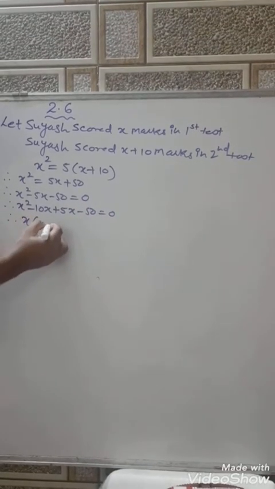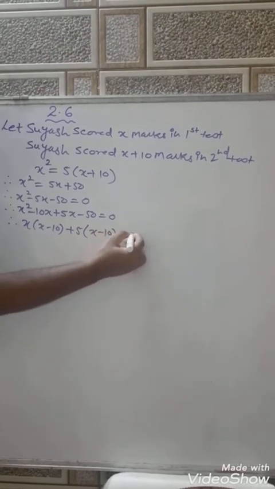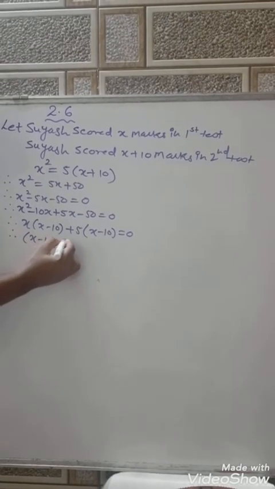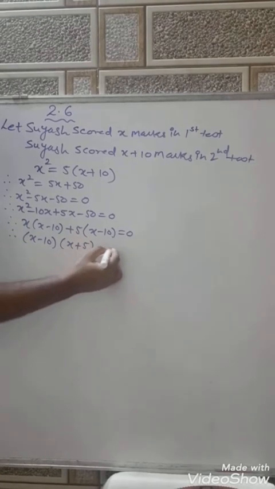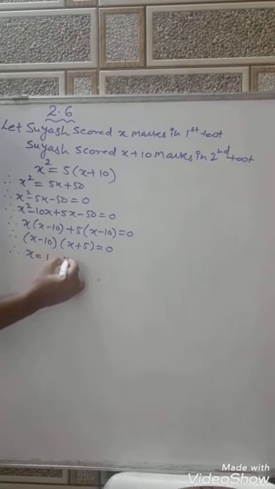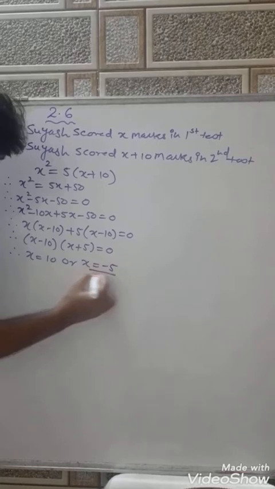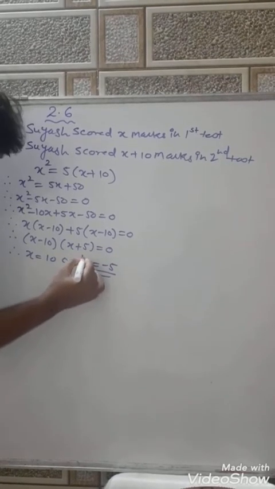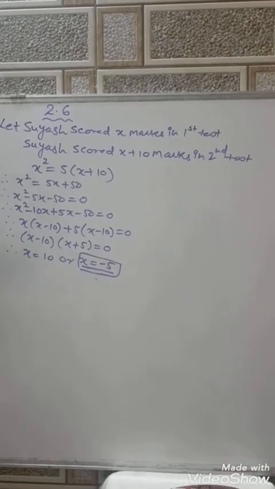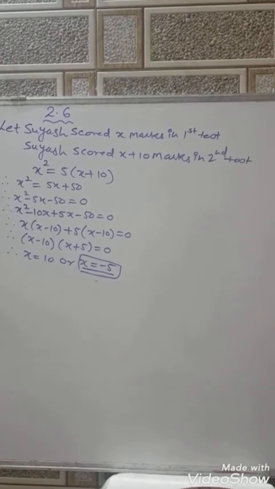So x as a common factor, so x minus 10. Here 5 as a common factor, so x minus 10 equals 0. x minus 10 and x plus 5. x equals 10 or x equals minus 5. We know the marks are never negative. So your final answer is 10. So he scored 10 marks in the first test.